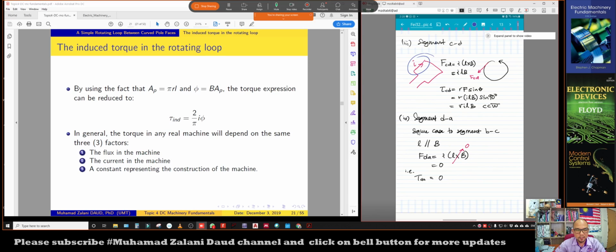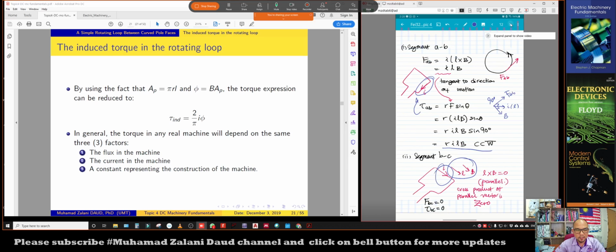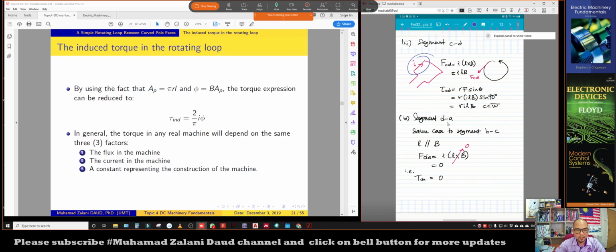Then for segment DA, it is similar to segment BC that we discussed. Since L is parallel to B, when we take the cross product of these two parallel vectors, the force induced at segment DA is 0, meaning that the torque will also be 0.